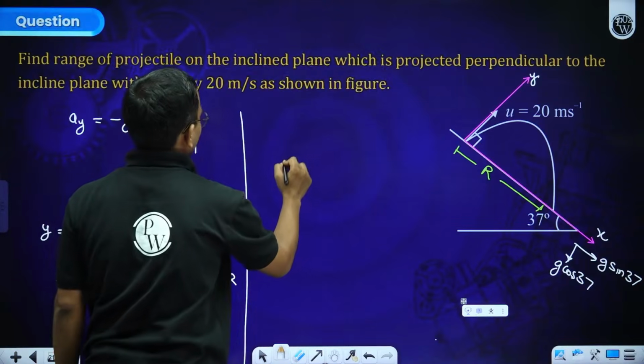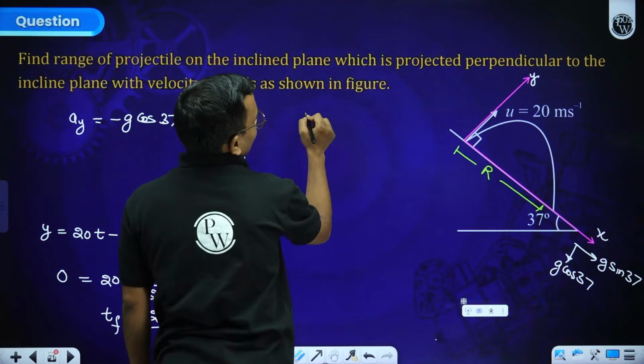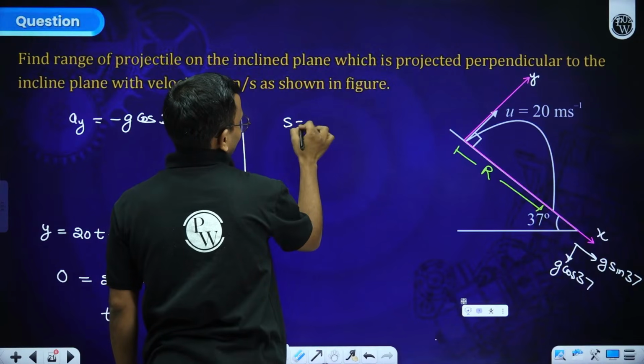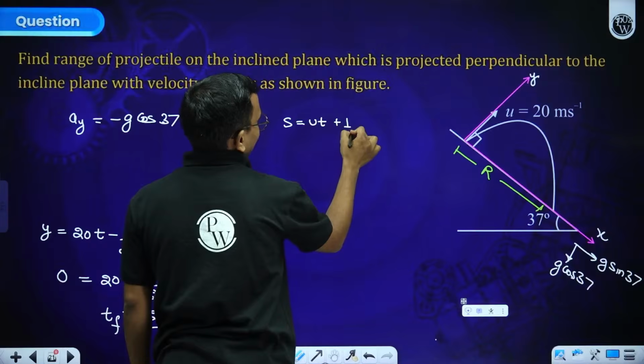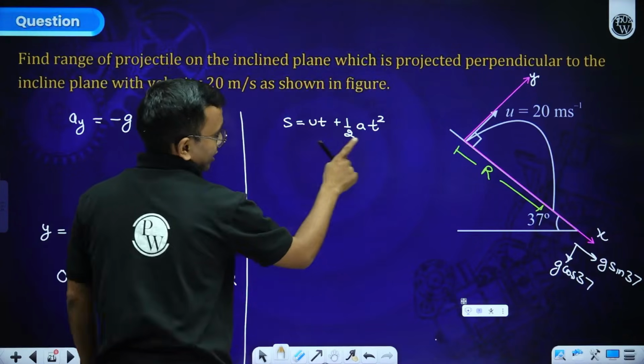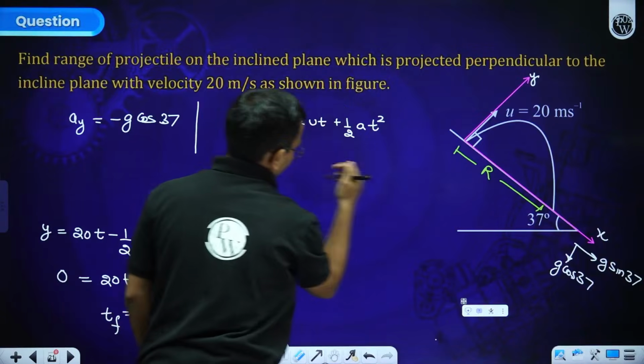Now observe the motion along the x-axis. Along the x-axis, initial velocity is 0. I am using s = ut + (1/2)at² along the x-axis. What is s? I need this displacement along the x-axis.